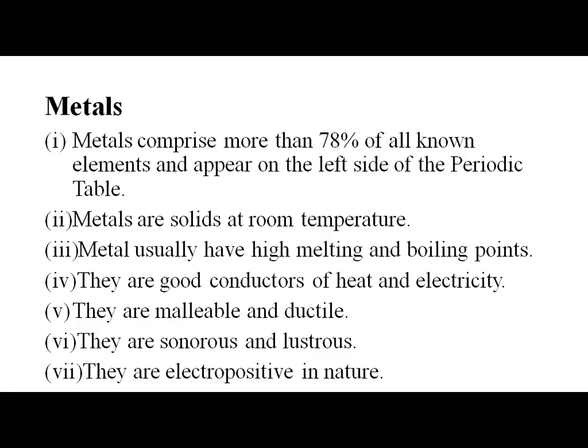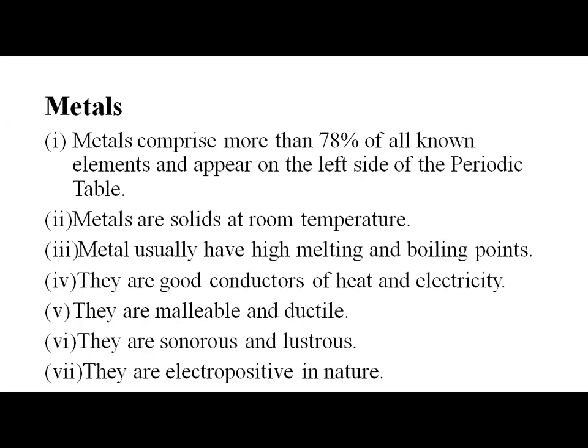The 18 vertical columns are called groups. The speciality of a group is that whatever elements come in a group, since they have the same valence electronic configuration, they exhibit similar properties. Periods are the seven horizontal rows, and the speciality is that every period starts with an alkali metal and ends with a noble gas.